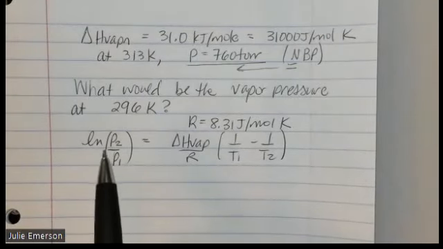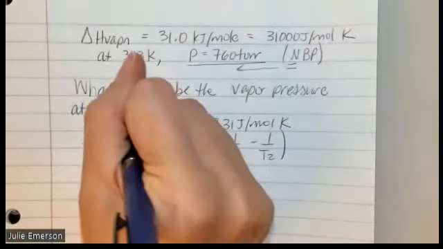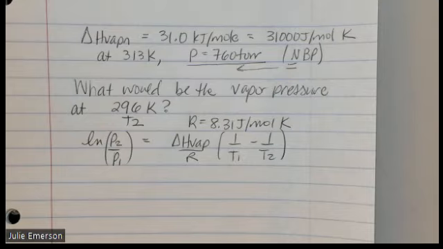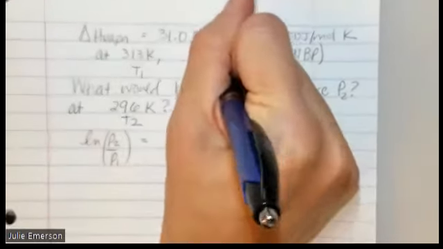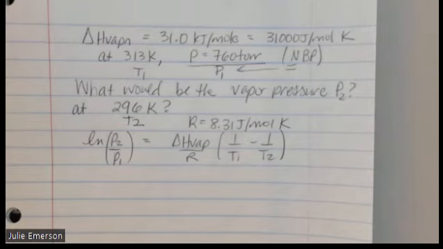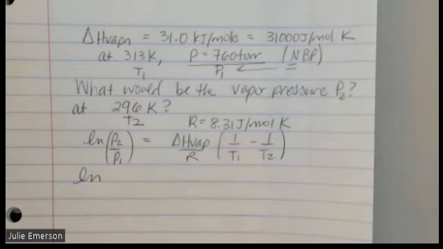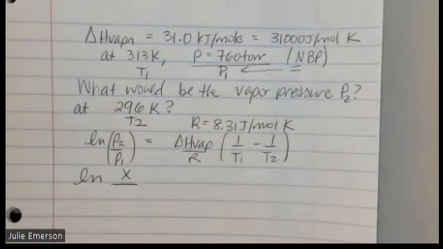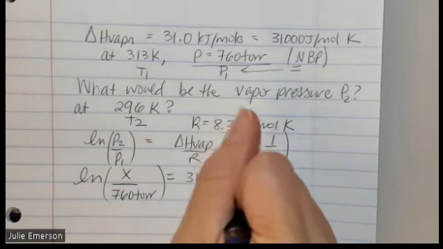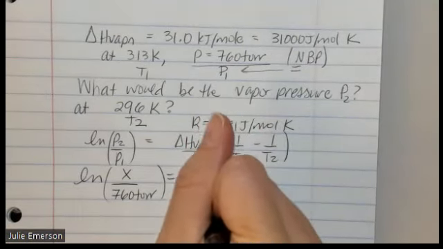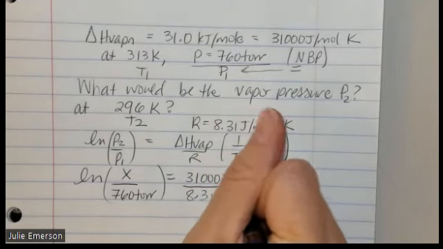And then just because I think it'll be easier to solve for P2, not necessarily, I just think I'll prefer that. I'm going to make the 296 my T2 because then that'll go with my P2, the unknown, right? So P2 is what I'm looking for. And then my normal boiling point up here, I'm going to make this my T1 and my P1 because those two go together, right? So the vapor pressure is 760 at 313 Kelvin. I want to know what is the vapor pressure at 296 Kelvin. And so now I'm basically ready to plug everything in. So P2 is my unknown. I'm going to say that that's my X. My P1 is 760 torr. My heat of vaporization in joules, 31,000. My R, 8.31 joule per mole Kelvin.